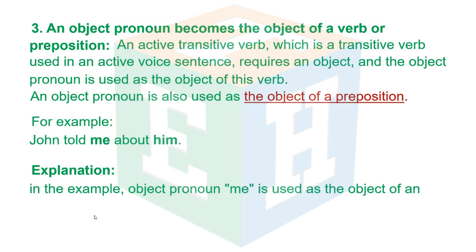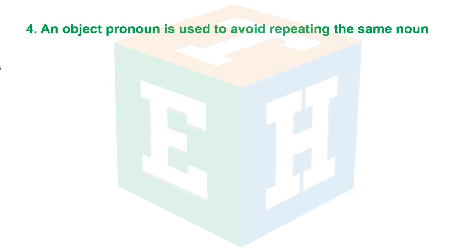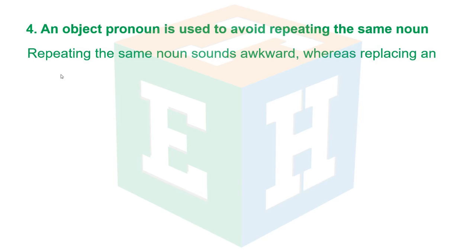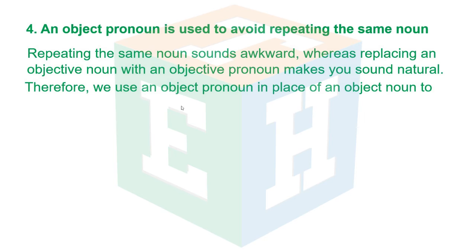Explanation. In the example, the object pronoun me is used as the object of an active transitive verb, whereas the object pronoun him is used as the object of a preposition. Number 4, an object pronoun is used to avoid repeating the same noun. Repeating the same noun sounds awkward, whereas replacing an objective noun with an objective pronoun makes you sound natural. Therefore, we use an object pronoun in place of an object noun to avoid the repetition.